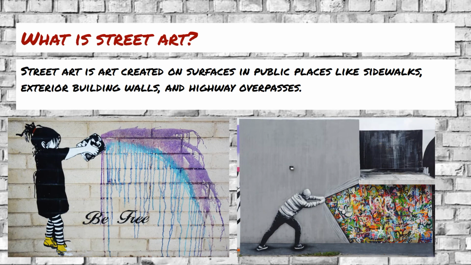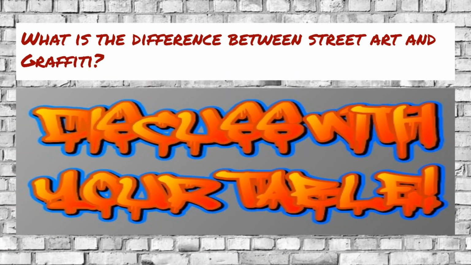So, what is street art? Street art is art created on surfaces in public places like sidewalks, street buildings, walls, and highway overpasses. But there is a difference between street art and graffiti. They are considered two separate styles, and it's kind of hard to figure that out. It took me a while to find this. Now, this is usually a slide for when you are in class, but since we're not in class right now, pause it right here, see if you can talk to someone nearby, or maybe call up a friend that's also having this class and see if you can figure out the difference.